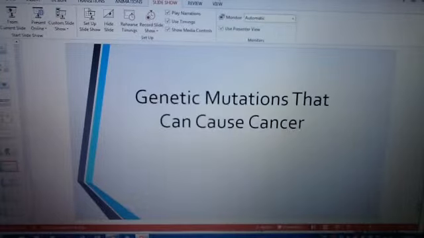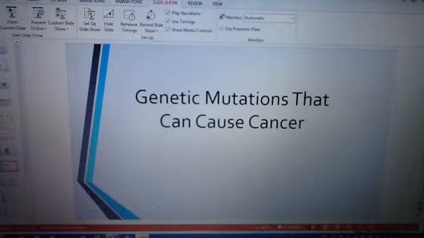Okay, and moving on, let's talk about genetic mutations that can cause cancer. Tumor suppressor genes. Okay, the next section of genetic mutations that can cause cancer is tumor suppressor genes, and these are genes that inhibit cell division.